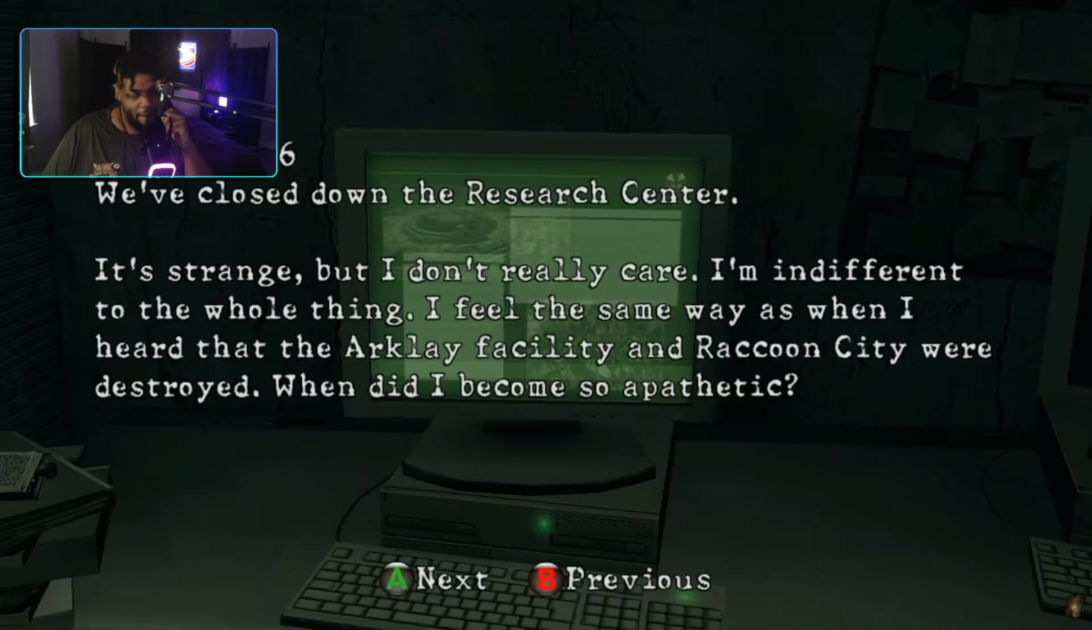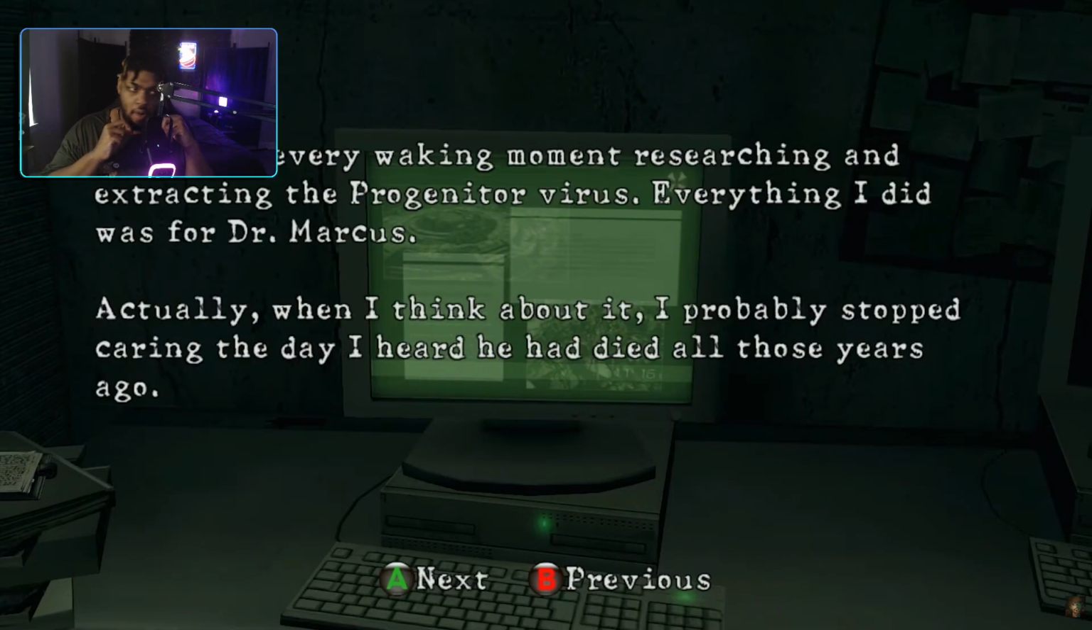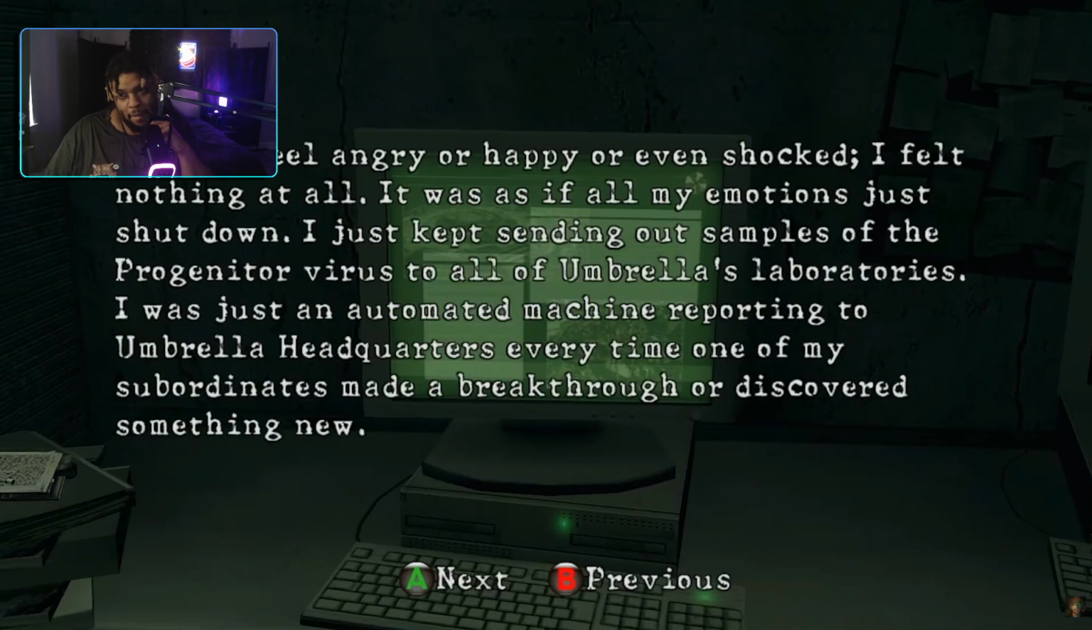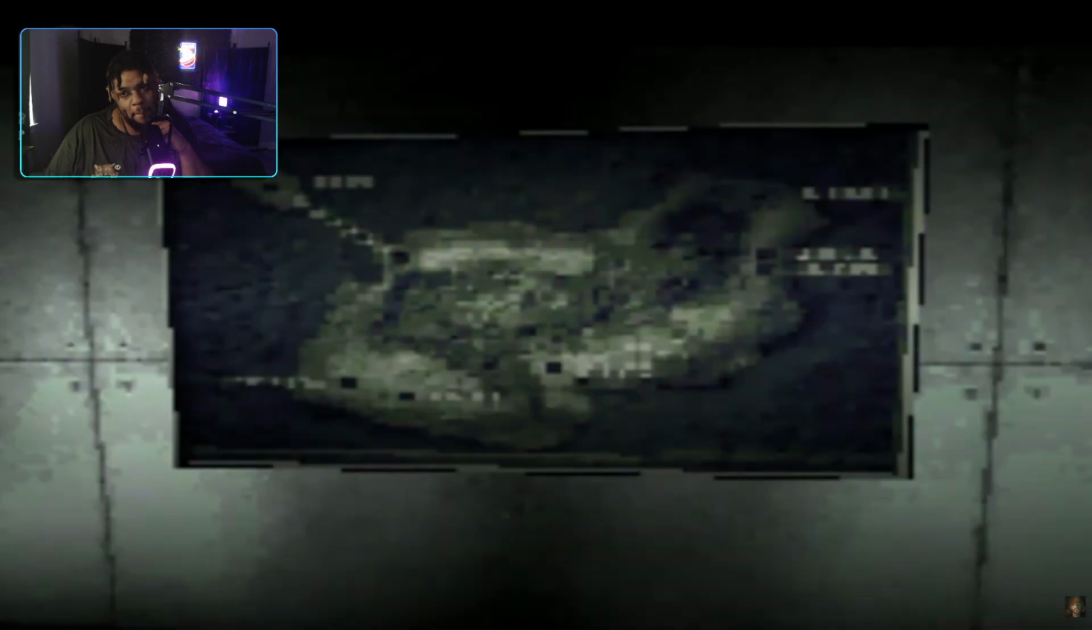Before his death, Bailey wrote about feeling indifferent when he'd heard about the destruction of both the Arkley Laboratory and Raccoon City. He writes that he stopped caring about things the day he'd learned that James Marcus died, since James Marcus was his teacher. All Bailey was doing there was sending out samples of progenitor to his Umbrella colleagues all around the world. He didn't care that the research center in Africa had been shut. But now let's move on over to a small Umbrella-controlled island called Sheena Island.